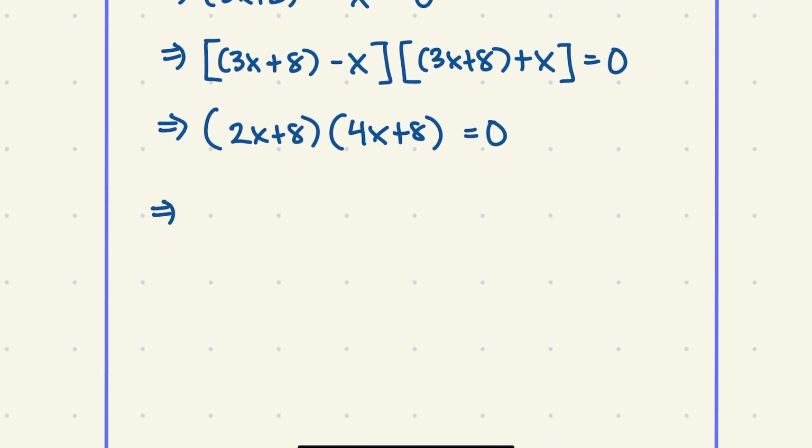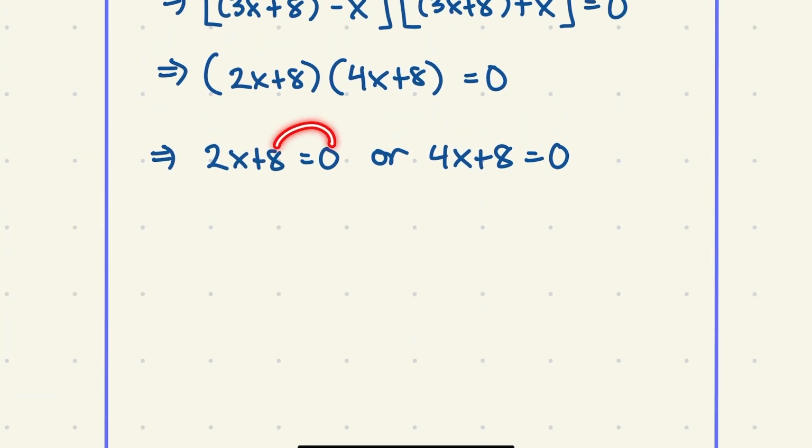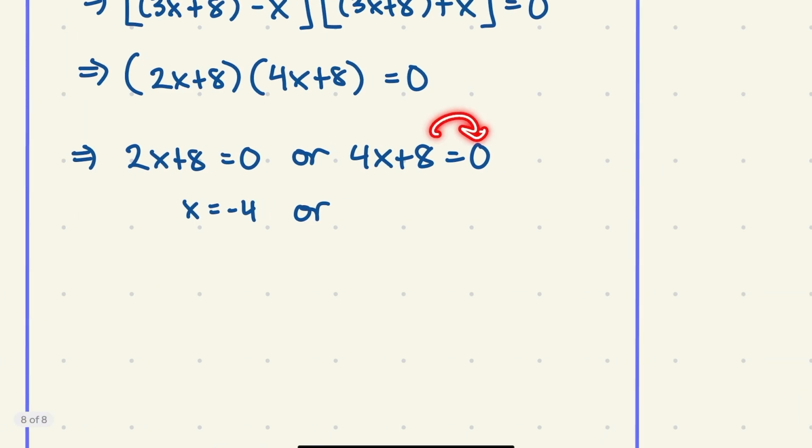Then take note that this just means that either 2x + 8 is equal to 0 or 4x + 8 is equal to 0. Solving for the first one, to move this here, we'll obtain 2x equal to -8, divide both sides by 2, and we'll get x equal to -4. Or, on the other hand, if we move -8 out here, we'll have 4x equal to -8, divide both sides by 4, and we'll be left with x equal to -2.